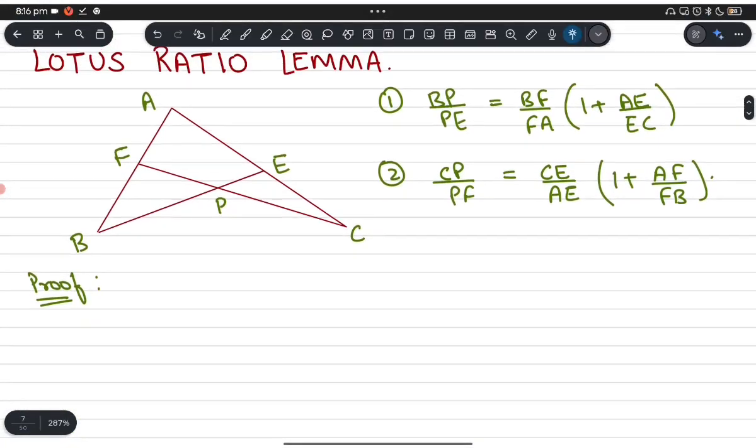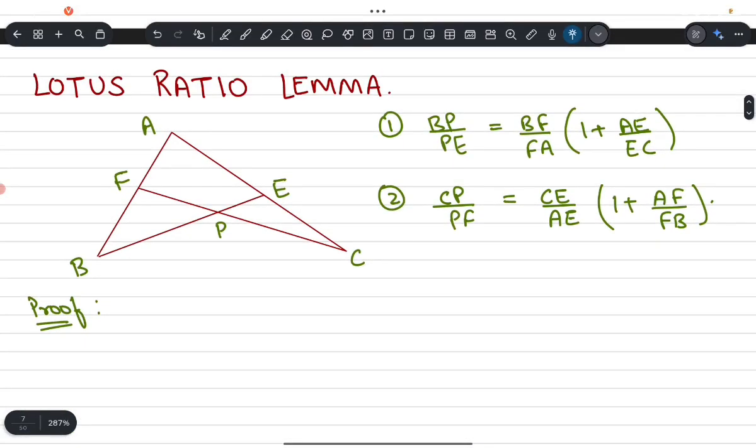Now the next very important thing that we have, it's a very cool thing, a very amazing result that will help you solve a lot of area problems. This is the main thing for today's session, the star of today's session, the lotus ratio lemma.